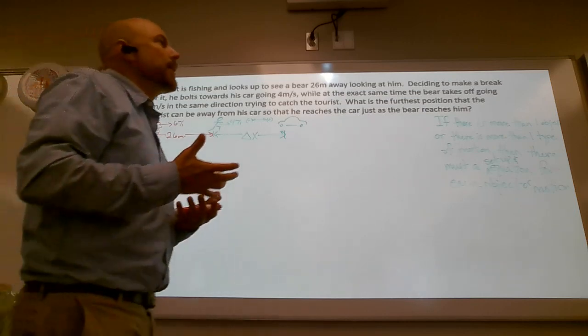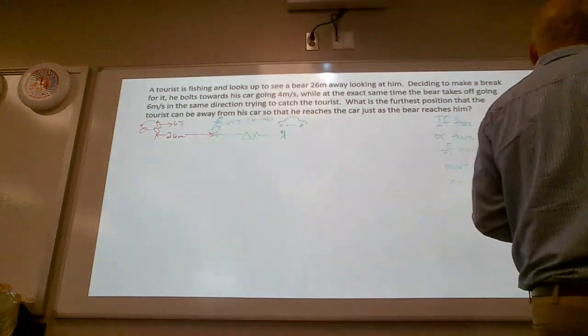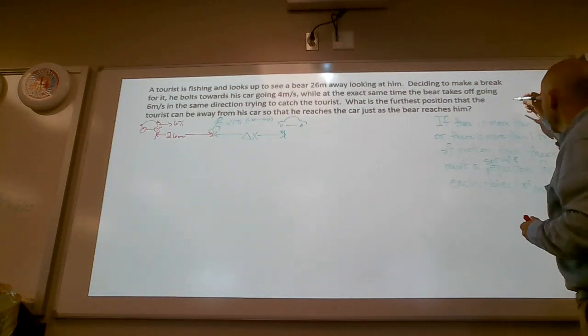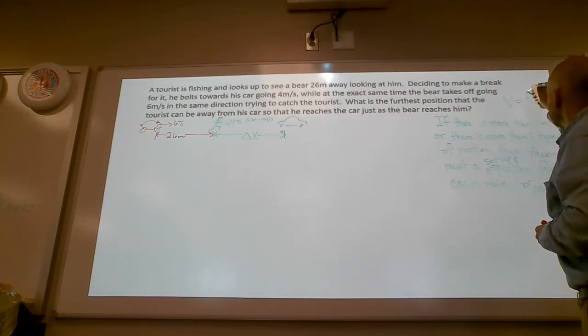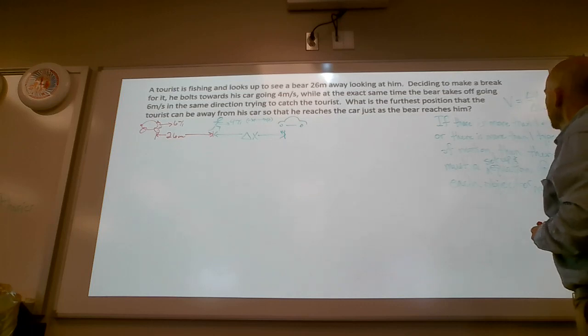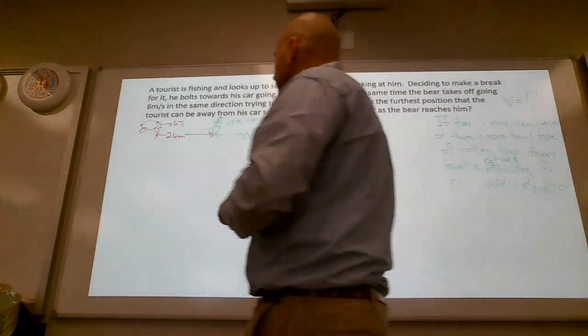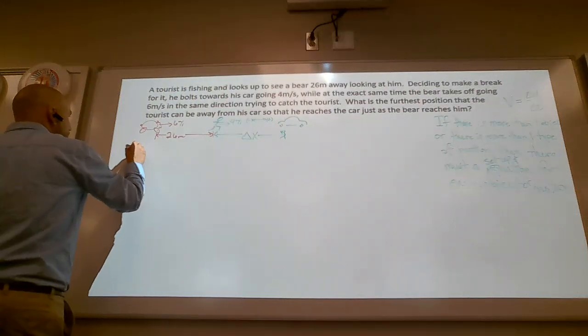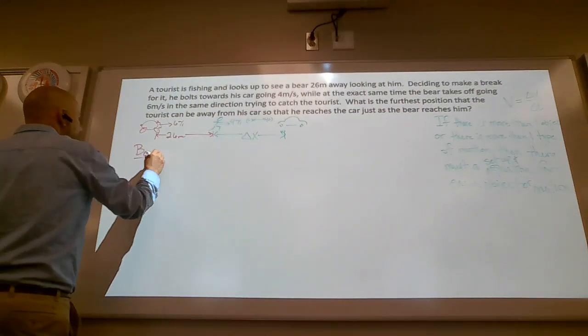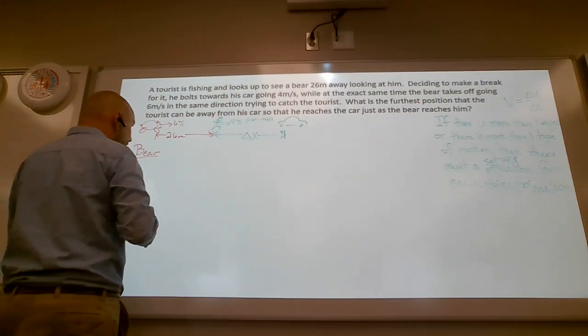At this point in your physics understanding, the only equation that you really have is that one. So we're going to be using that equation twice. We have 2 different objects. Okay. So we have the bear and we have the tourist.